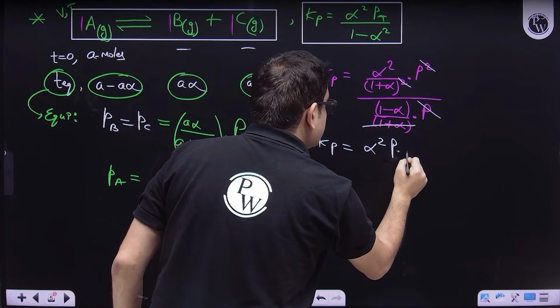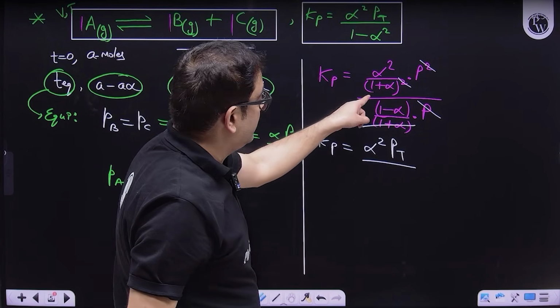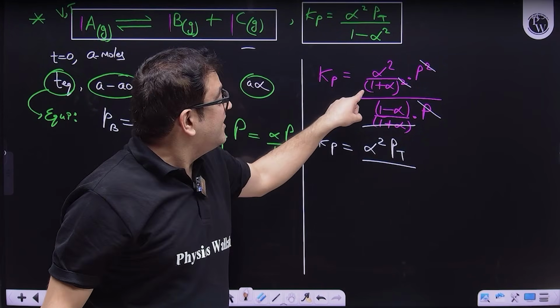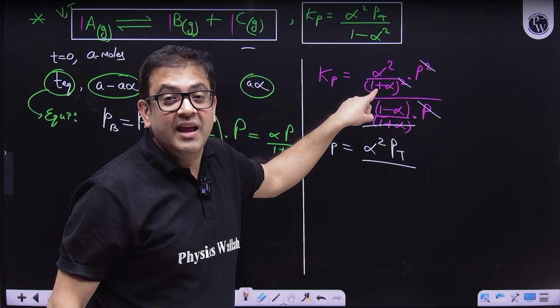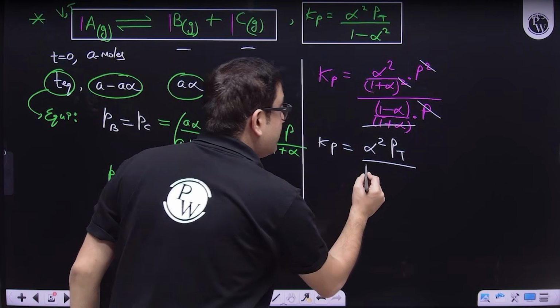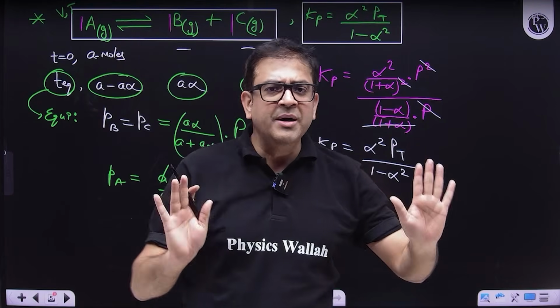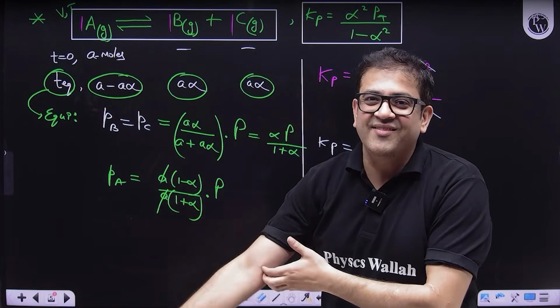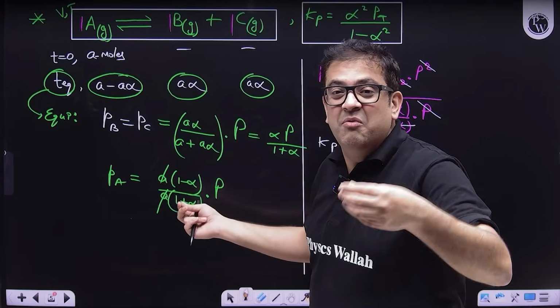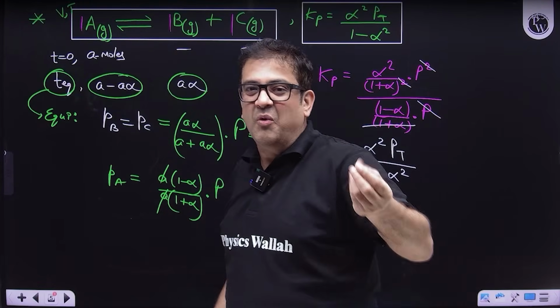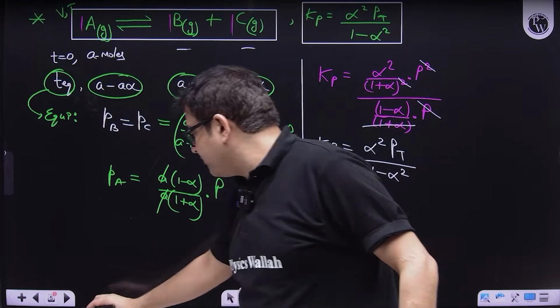So this P, which is the total pressure, I'm writing now. The denominator will have 1 plus alpha, 1 minus alpha. A plus B into A minus B is A square minus B square. So 1 minus alpha square. Bingo. You can always derive them, but learn them. It will fetch you some 1.25 minutes.